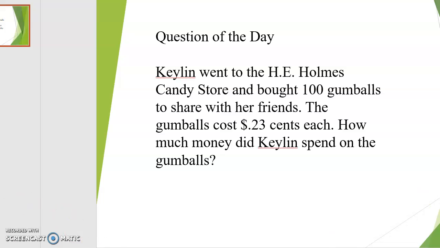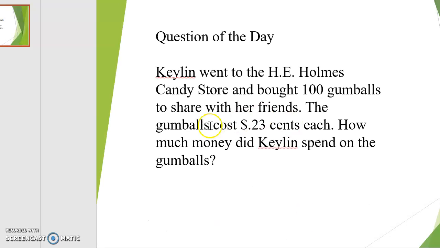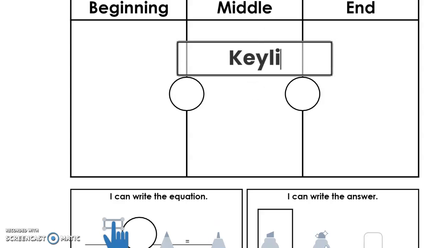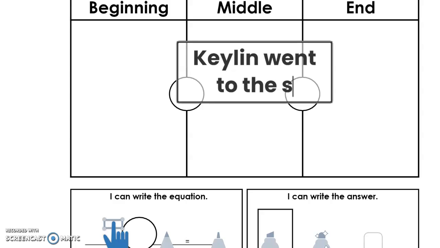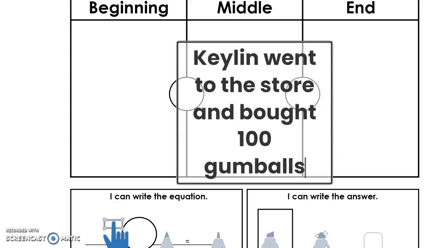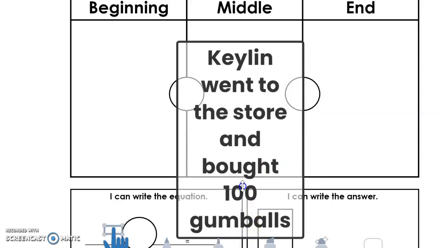So the first thing that I want to do is pull up my graphic organizer and retell my story problem. So let's go back to the problem. The first thing Kaylin did was go to the candy store at H.E. Holmes and buy 100 gumballs. So I'm going to pull out my text tool. Kaylin went to the store and bought 100 gumballs. And I'm going to go ahead and slide this over to the beginning because that's what happened at the beginning of my word problem.